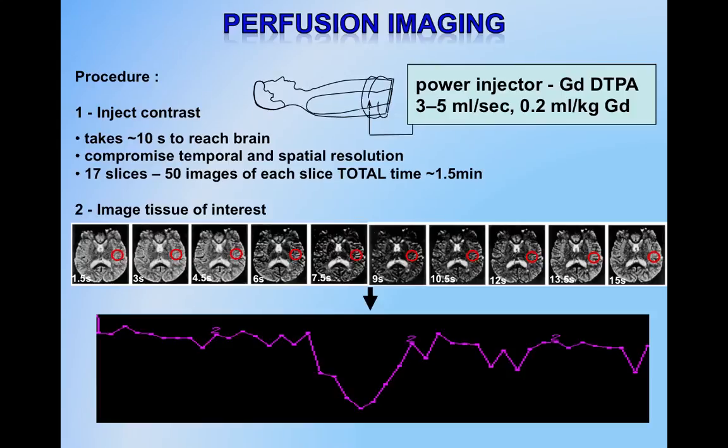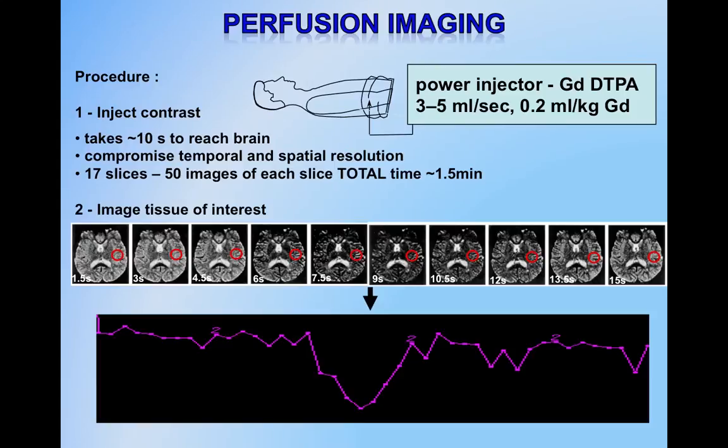So what we do in this is that we inject a contrast agent. It takes about 10 seconds for it to go through the venous system, the arterial system, and up to the brain. And then when it's in the brain, we get a series of images at about 1.5 seconds per image to get an entire volume of the brain. So every 1.5 seconds we get a volume.